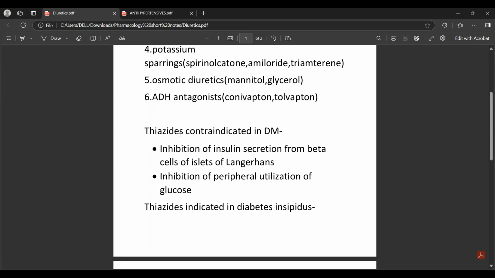When you're talking about thiazides, they are mainly used in hypertension. And when you are giving thiazides for hypertension, you have to know they are contraindicated in diabetes mellitus, because of inhibition of insulin secretion from beta cells of the islets of Langerhans in the pancreas, and inhibition of peripheral utilization of glucose. Those two things will contribute to increased glucose in the blood, so hyperglycemia occurs. So that's why thiazides are contraindicated in diabetes mellitus.